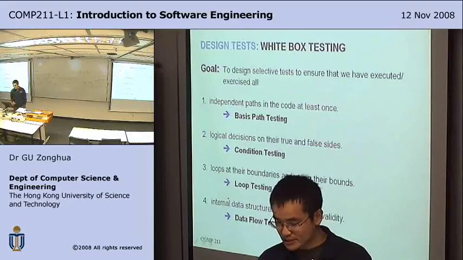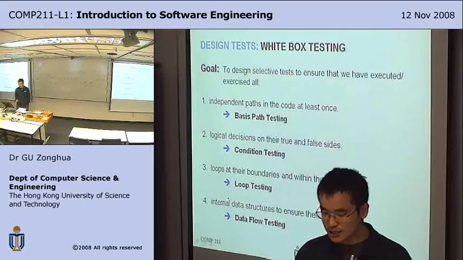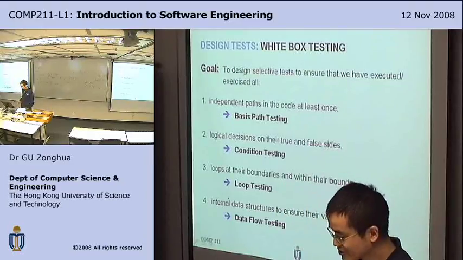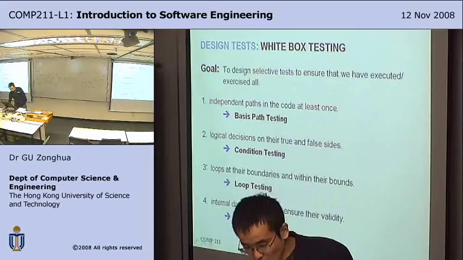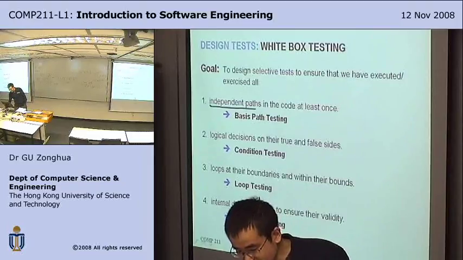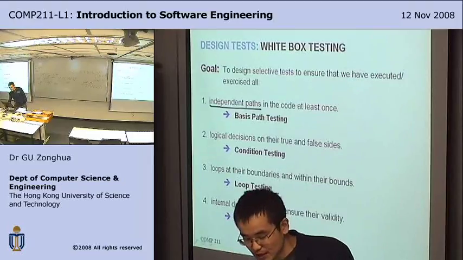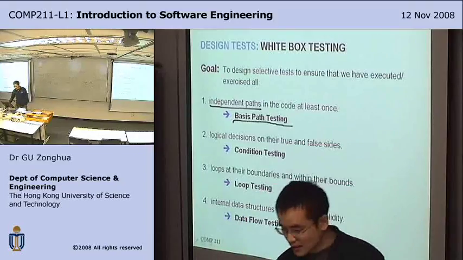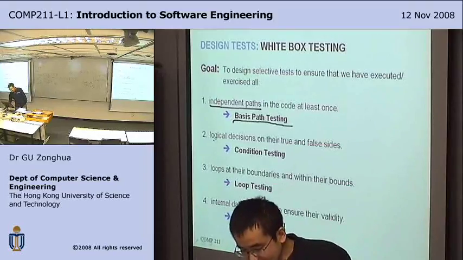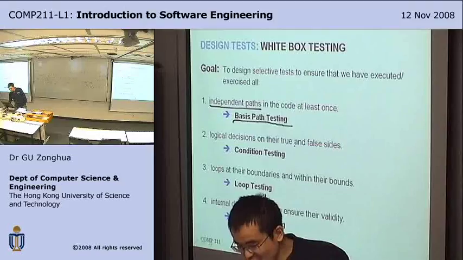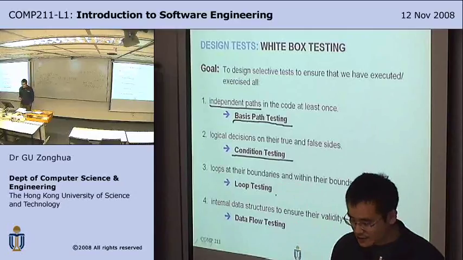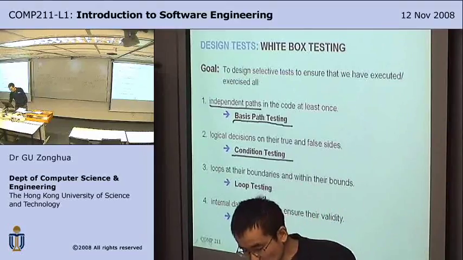So white box testing, the goal is to design selective tests to ensure that we have exercised all independent paths in the code at least once. That's called basis path testing. Or all logical decisions on their true and false sides. That's called condition testing. Or all loops at their boundaries and within their bounds. That's called loop testing.